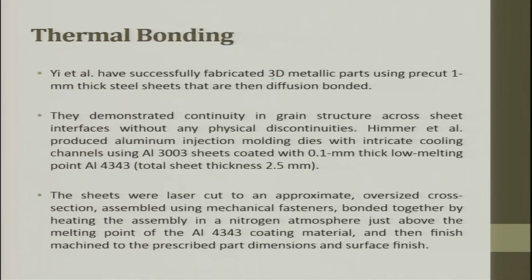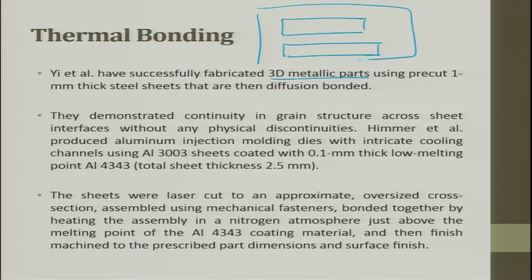IIT have successfully fabricated a 3D metallic part using pre-cut 1 millimeter thick sheets that are then diffusion bonded. They demonstrate diffusion bonding: you have two materials, okay, you heat them, you apply heat as well as pressure. When you apply heat and then pressure also, there is a diffusion happening between these two structures. So, there will be a joining happening here.